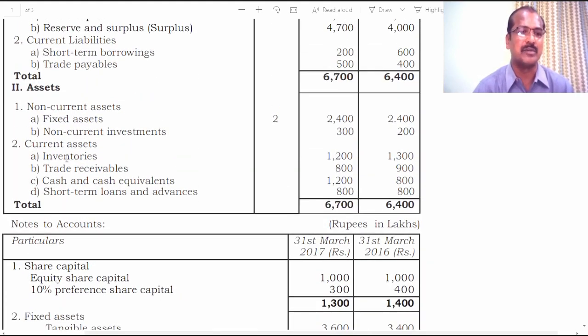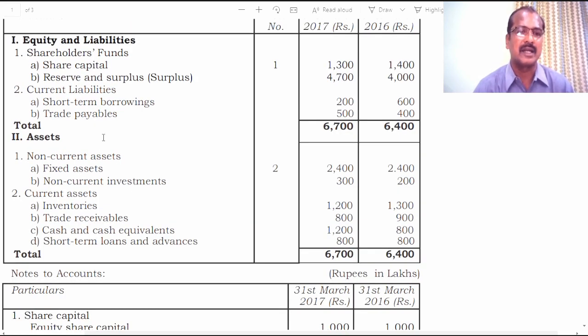Let's look at point number 2 under the asset side, current assets. You are given the inventories, trade receivables, cash and cash equivalents, short-term loans and advances. My point here, among those 4 current assets presented, you should consider the current assets other than cash and cash equivalents and find the changes in the values of those current assets that are to be adjusted duly with operating profit before working capital changes under cash flow from operating heading in the cash flow statement.